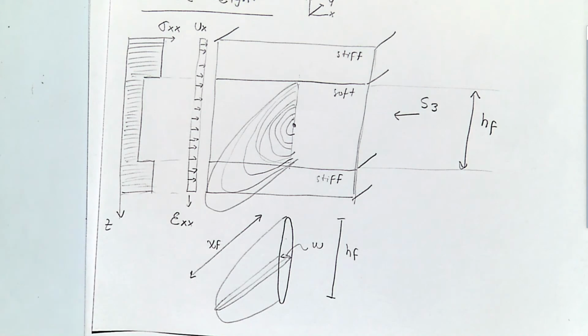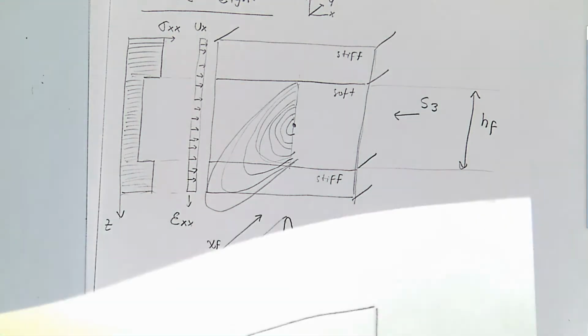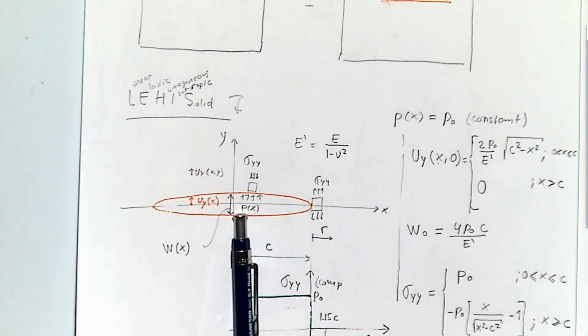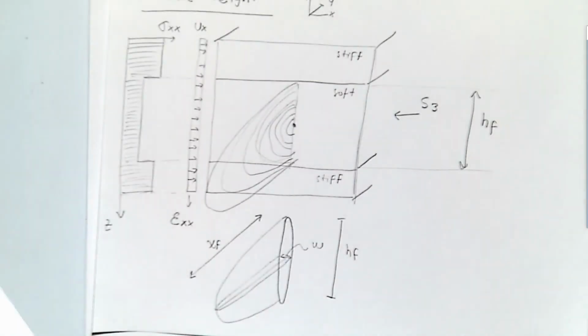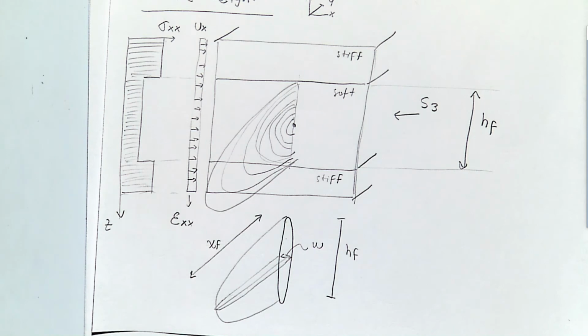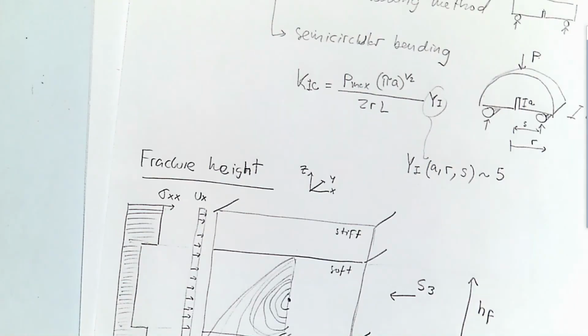And now with all of these, we're going to put everything together in order to determine what is going to be the net pressure required to propagate a fracture with a given geometry, because we have almost all the components. All right.